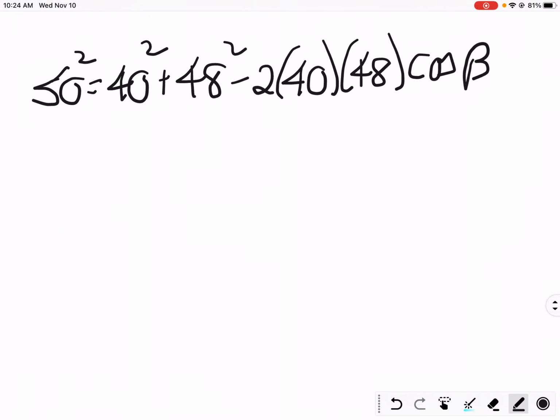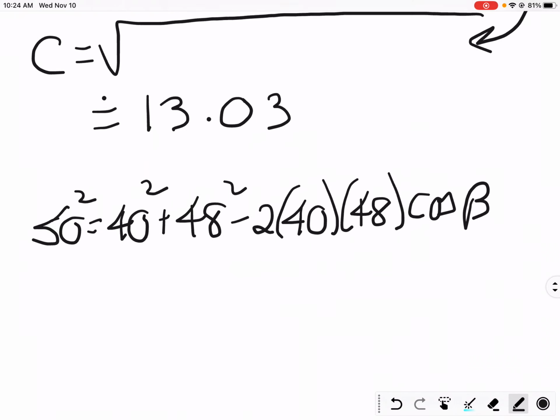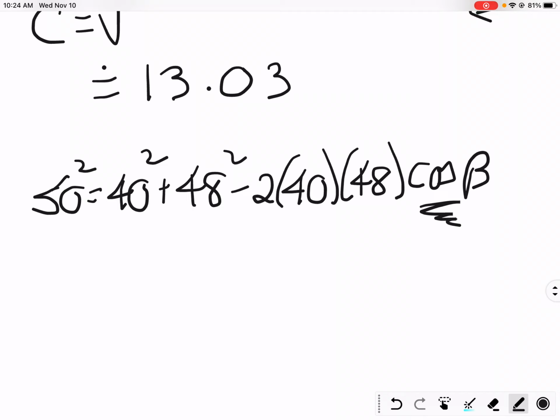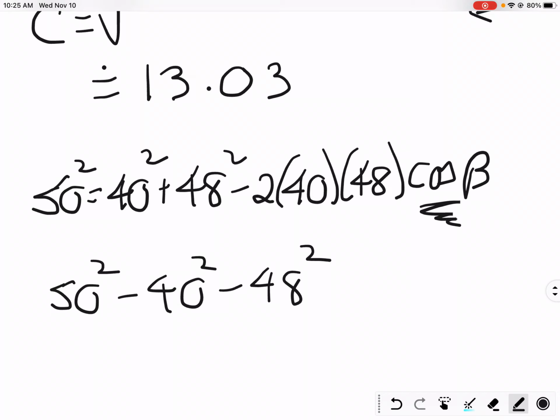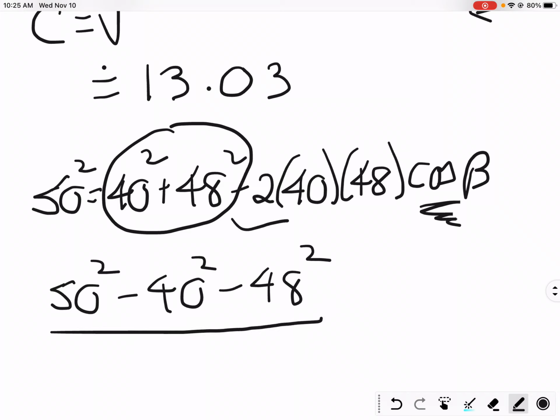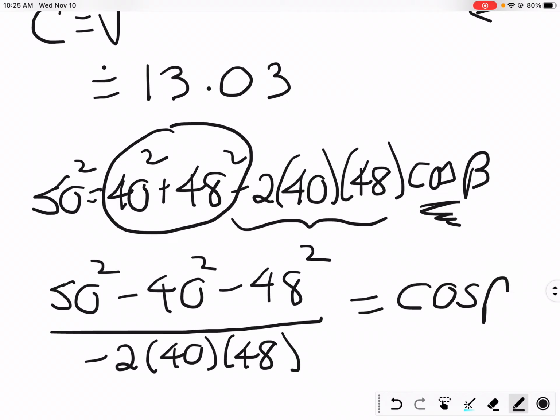Now this one takes a little bit of work. You will be given the law of cosines formula, just like you see it here or up here. And you have to know how to get that by itself. I've seen some teachers who teach two different formulas. Well, guess what? There's one formula, and you are supposed to know how to rearrange it. So what we're going to do is subtract 40 squared and 48 squared from both sides. That gets rid of those two, so to speak. And then we're going to divide by that. And that's how we get this by itself.